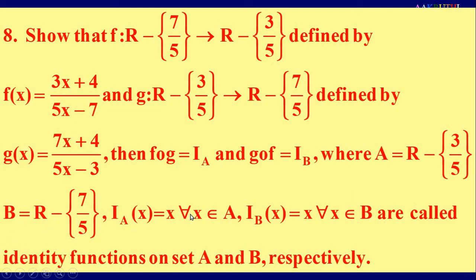IA of x is x for all x belongs to A, and IB of x is x for all x belongs to B, are called identity functions on set A and set B respectively. Now here two sets are given, A and B. A set is real numbers without 3 by 5 and set B is real numbers without 7 by 5. And here f is from B to A and g is from A to B. Here we have to prove that both composite functions are identity functions.